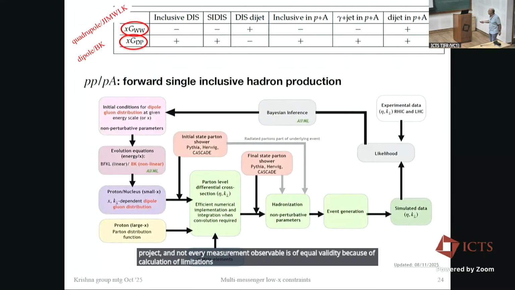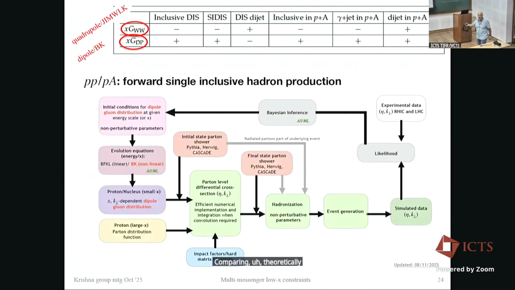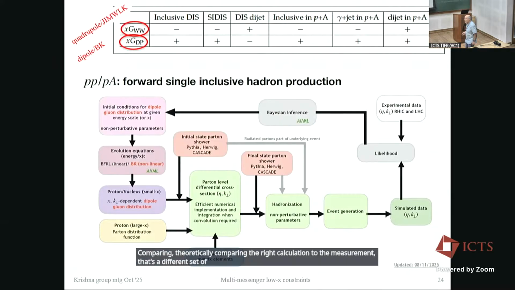Direct photons, for instance, do not have a hadronization problem. One has to worry about isolation and whether you're theoretically comparing the right calculation to the measurement. That's a different set of problems. But the point is to write these down and then debate and discuss each of these boxes, give it a try and see how close we get.